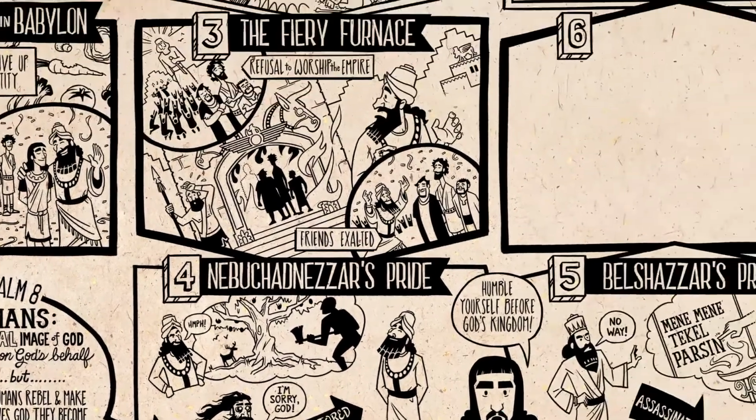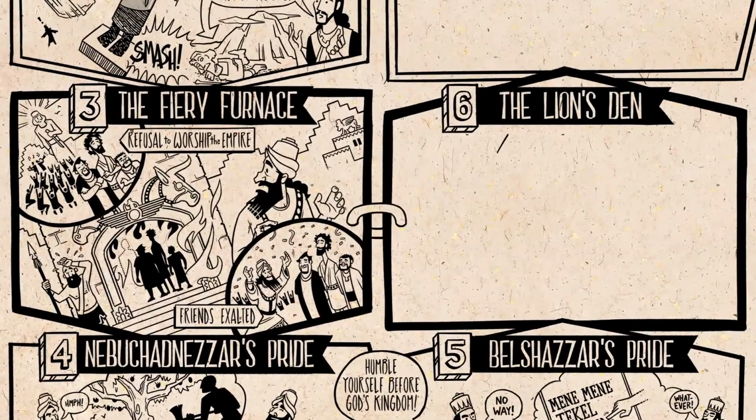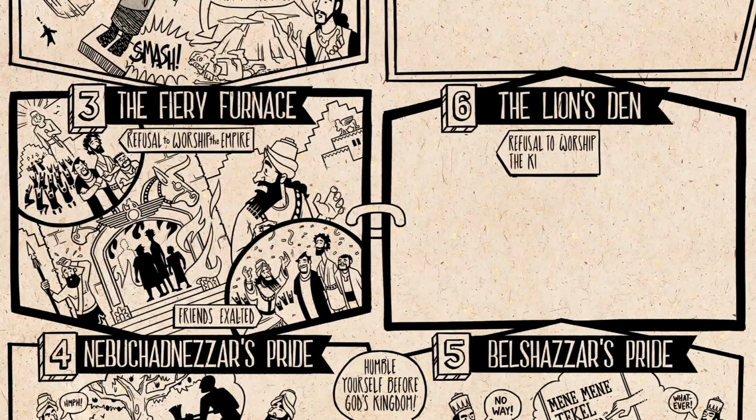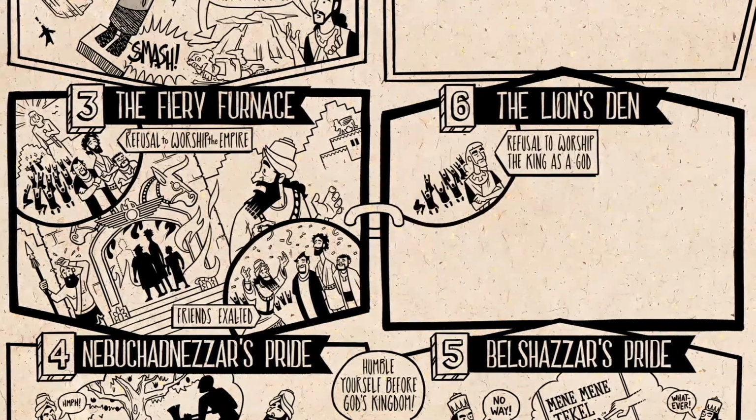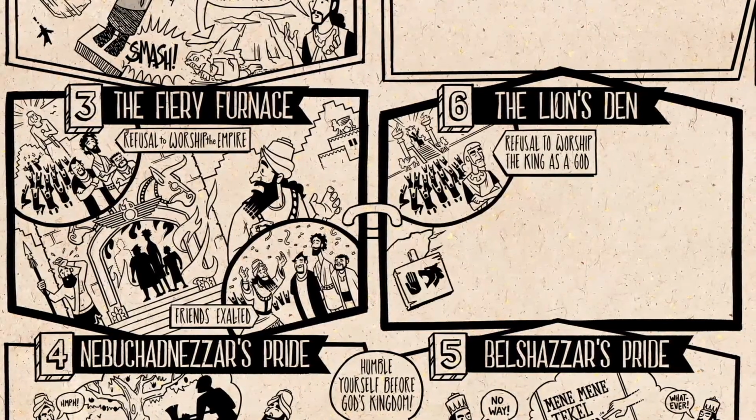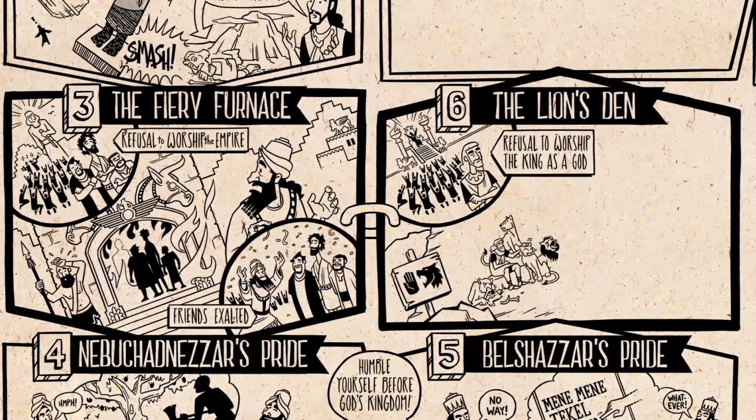Which brings us to chapter 6, the pair of chapter 3. And this time it's Daniel who's being persecuted because he refuses to pray and worship the king as a god. And so, like the friends, he's sentenced to death and he's thrown into a lion's den.